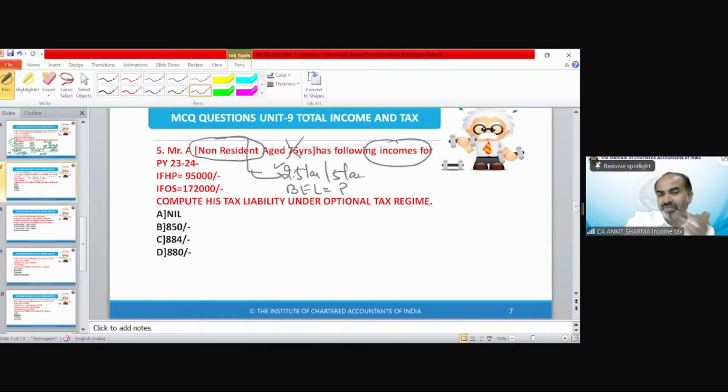Why are you giving the 5 lakh benefit to him? These minute things, these kinds of silly mistakes, will be very dangerous in your examination. Understood? He cannot claim the rebate also because he's a non-resident. So he has only the basic exemption limit of 2.5 lakh and no other benefit.